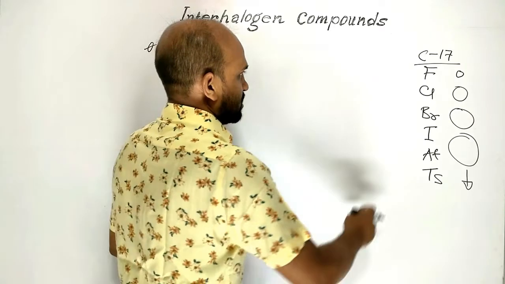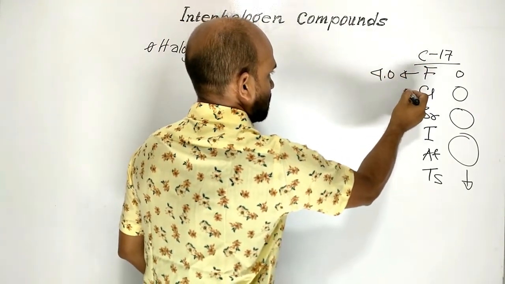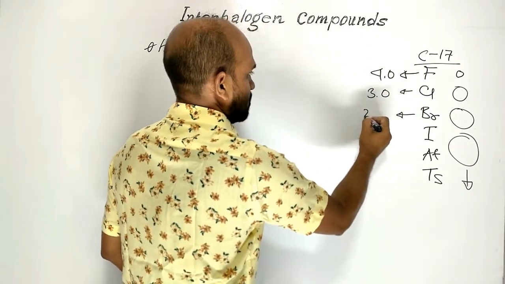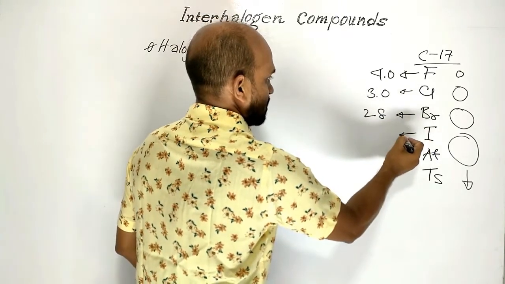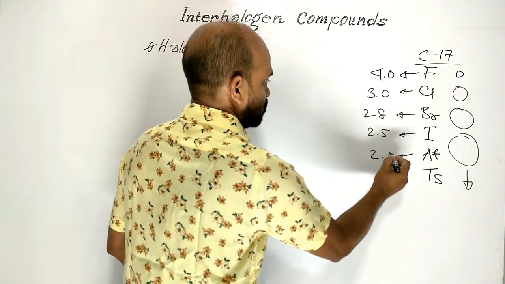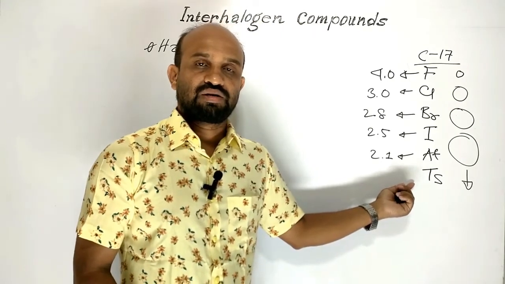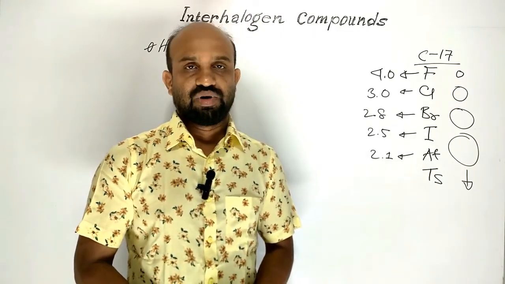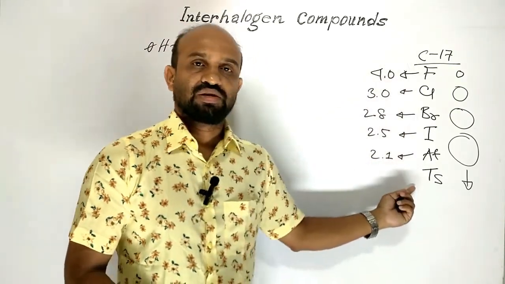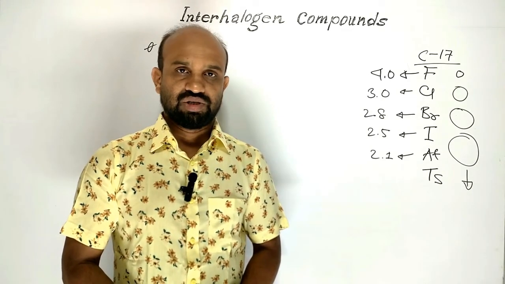Here electronegativity of fluorine is 4.0. For chlorine this is 3.0, bromine 2.8, iodine 2.5, astatine 2.1. In this column, astatine and tennessine are radioactive elements. Actually, the elements that belong to column 17 in the periodic table are called halogens.